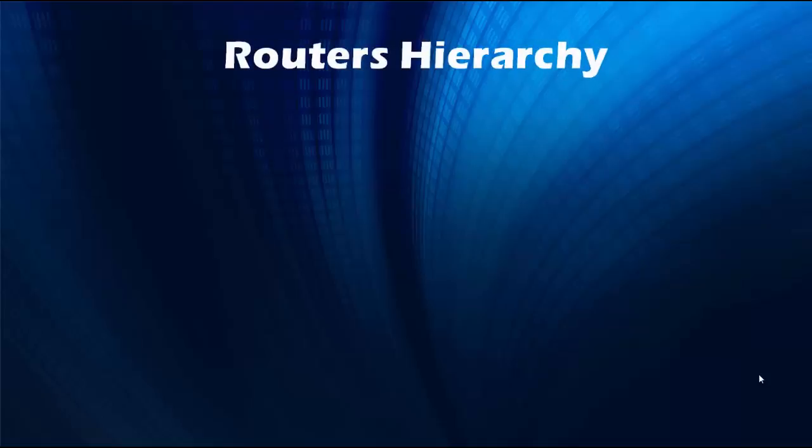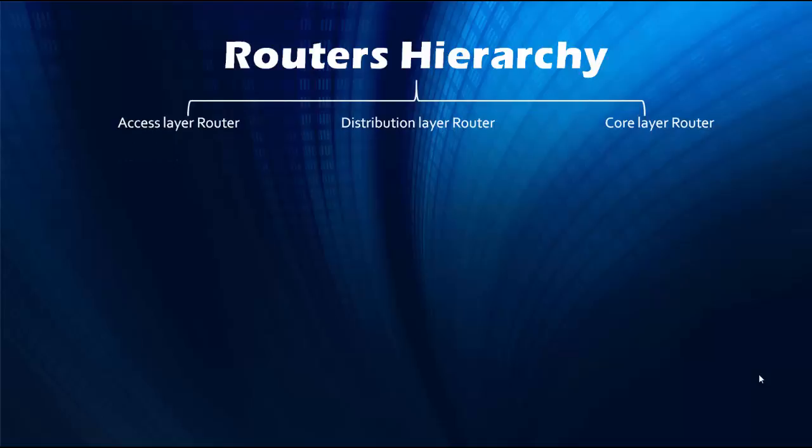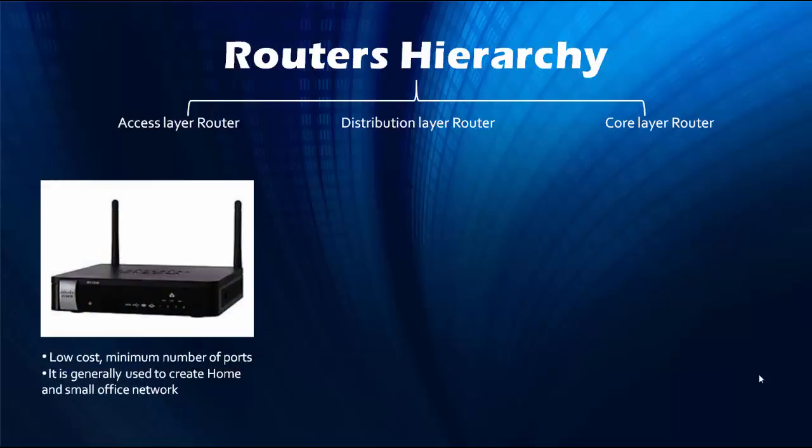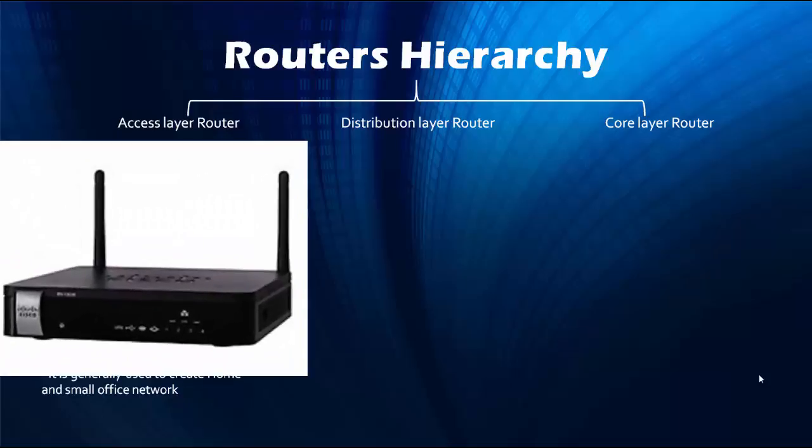Cisco. I think we all have heard about Cisco. Cisco has developed routers in three different hierarchies: access layer router, distribution layer router and core layer router. Access layer routers are typically low level routers. They have lower processing capabilities and a lower number of ports. We can say a home router or a small office router is an access layer router.